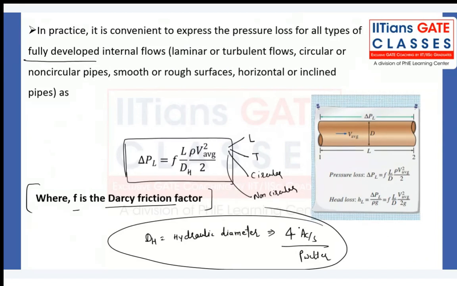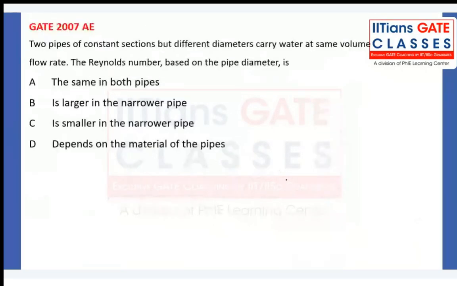Now, try to solve this question and let me know the answer. Two pipes of constant sections but different diameter can carry the water at the same volume flow rate. The Reynolds number based on the pipe diameter will be what?